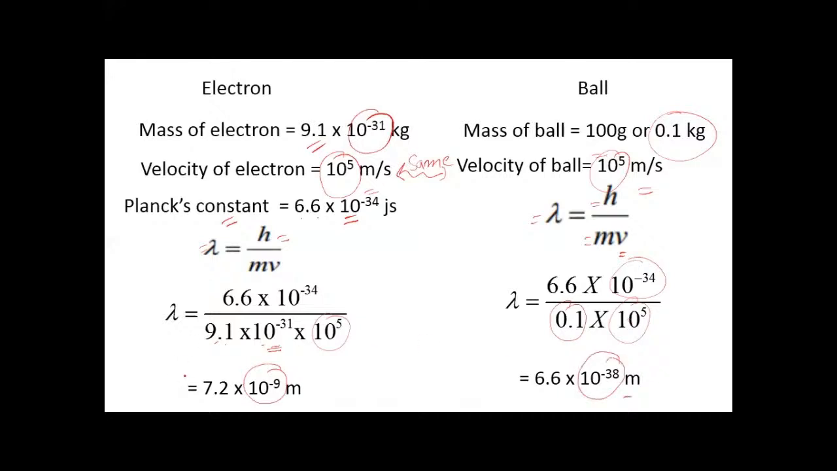If we compare the wavelength of the electron with the wavelength of the ball, we find that the wavelength of the electron is more significant as compared to the wavelength of the ball. That is why we always say that de Broglie's relationship is more significant for microscopic particles as compared to macroscopic particles.